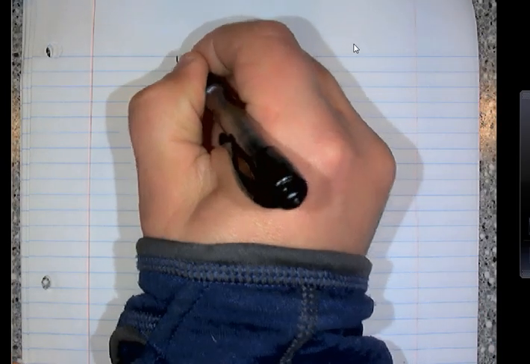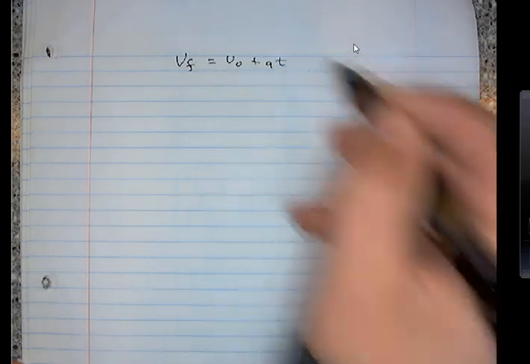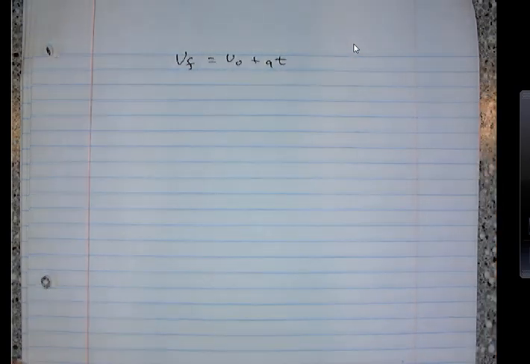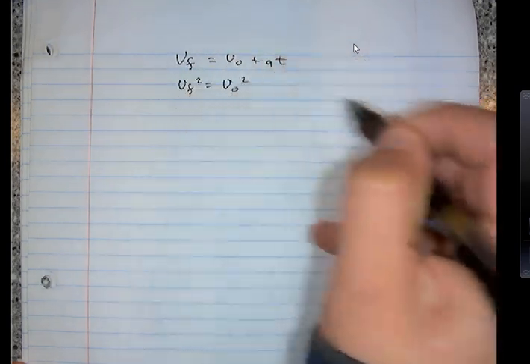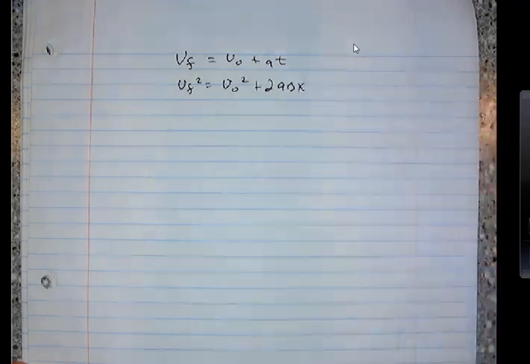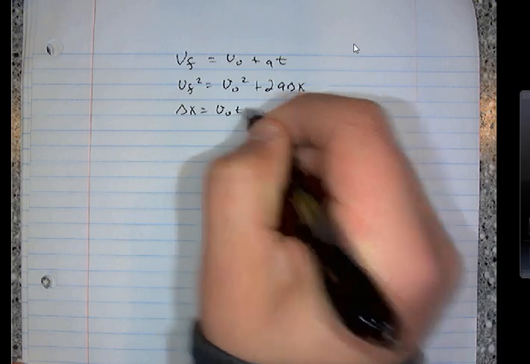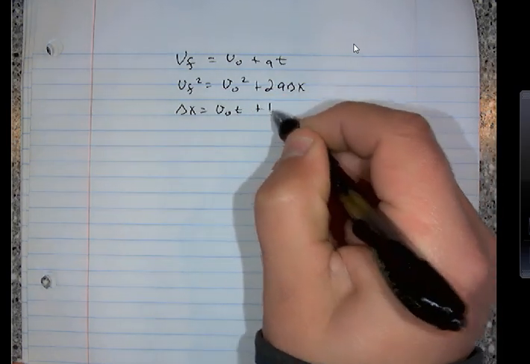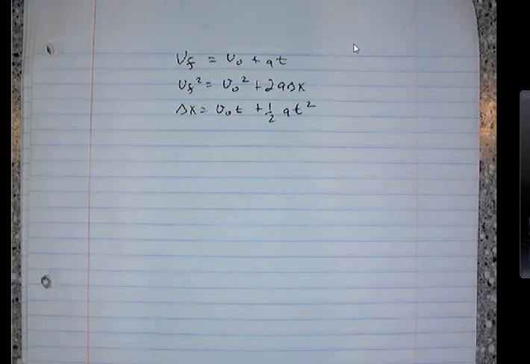So velocity final is equal to velocity initial plus at. So these are all for constant acceleration. Final velocity squared is equal to initial velocity squared plus 2a delta x. I'm writing these all in the x direction. It could be for the y direction as well. And then finally, delta x is initial velocity times time, plus 1/2 at squared. So I'm sure you'll see a kinematics question on the test as well.